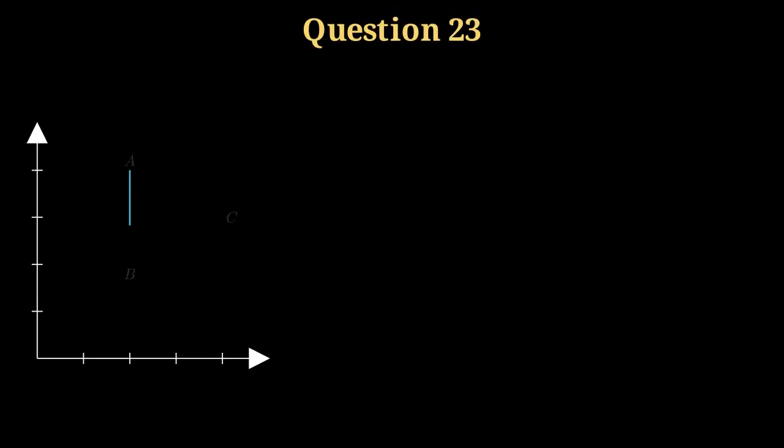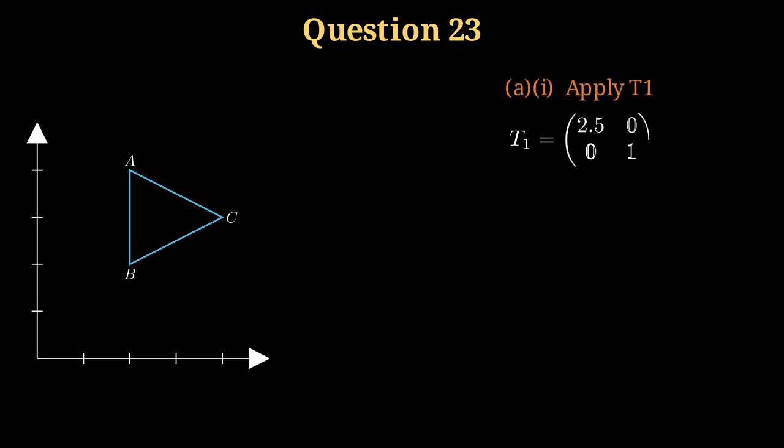Hello and welcome. Let's work through question 23 together. We start with triangle ABC, whose vertices are A at (2, 4), B at (2, 2), and C at (4, 3). Part A, 1. We apply the first transformation, T1.